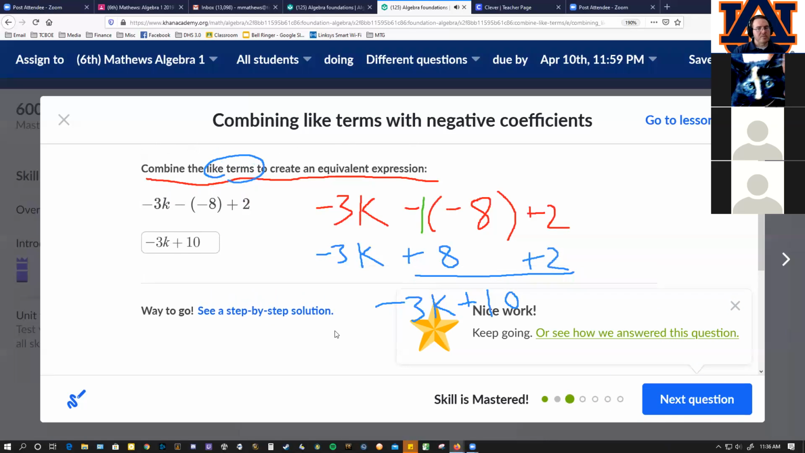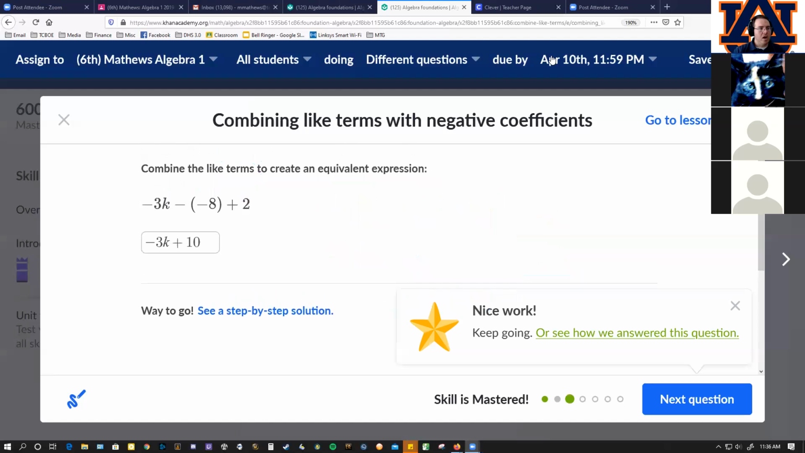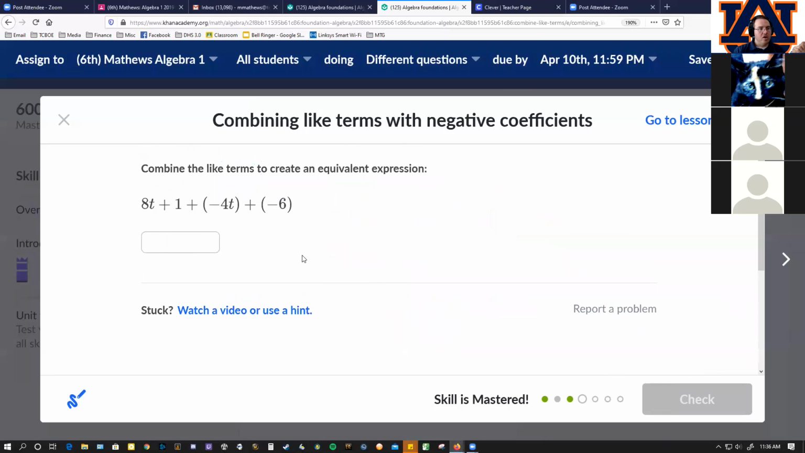So combining like terms is more about restricting yourself to what you can and can't do. And if you can't add that k with anything, that's just part of your answer. Here, try this one. I'm going to mute myself for just a minute. I'll be right back.